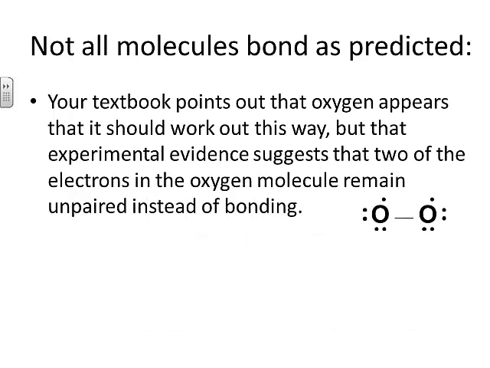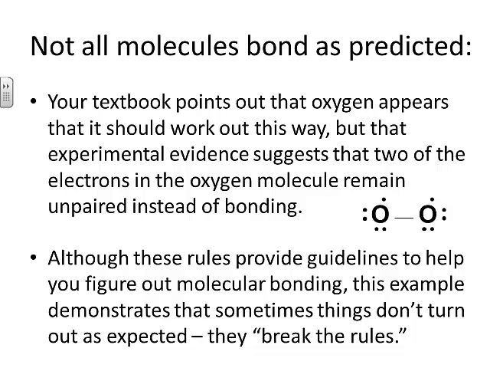Now, in reality, not everything is going to work out as we would predict. Your textbook points out that oxygen appears that it should work out this way, but that experimentally it's been found that two of the electrons in the oxygen molecule remain unpaired instead of bonding. So, although these rules provide guidelines to help you figure out molecular bonding, this example demonstrates that sometimes things don't turn out as expected. They break the rules, and you should understand that.